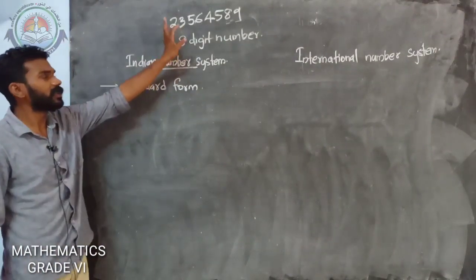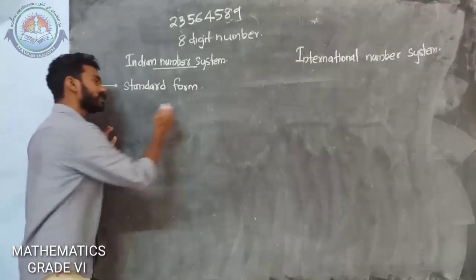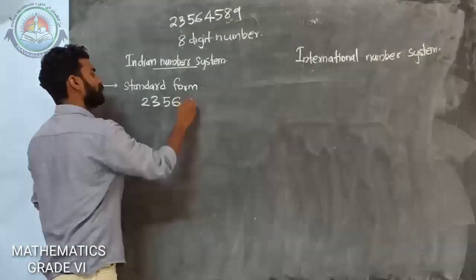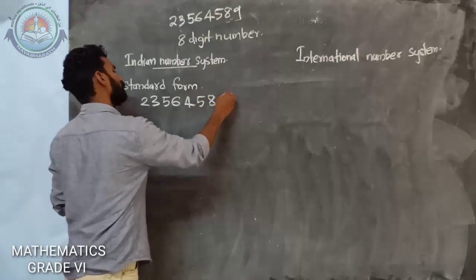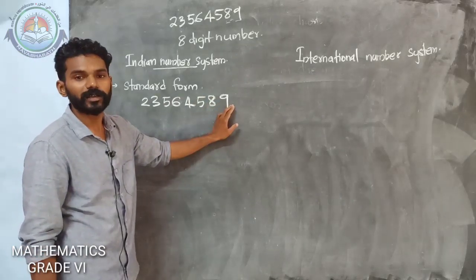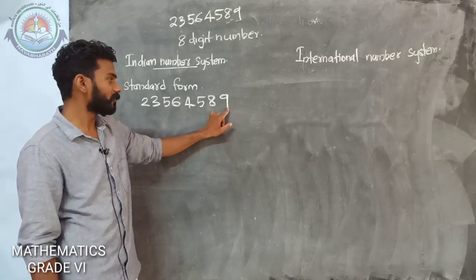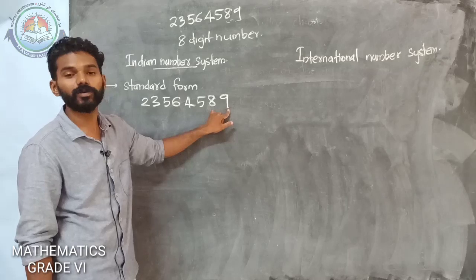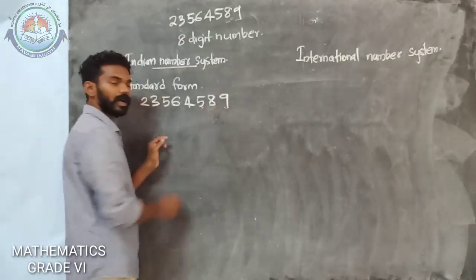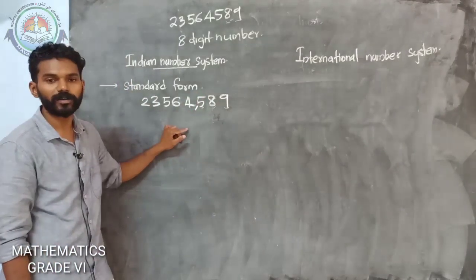And to represent a given number in its standard form, first of all, you just write the number itself. 2, 3, 5, 6, 4, 5, 8, 9. Now start from the rightmost end, which is ones place. So start from the ones place. Now start considering the place values: ones, tens, hundreds. After hundreds, you should put a comma.